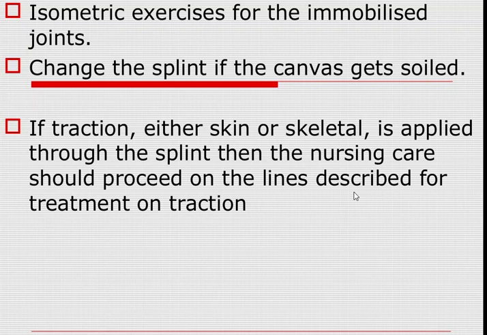Change the splints if the canvas gets soiled, means if it is very dirty, then we can change the splints. If traction, which is of two types, skin traction and skeletal traction, is applied through the splint, then the nursing care should proceed on the lines described for the treatment on traction. For traction, the nursing care required we have already discussed. So that is all about the splints and traction devices.